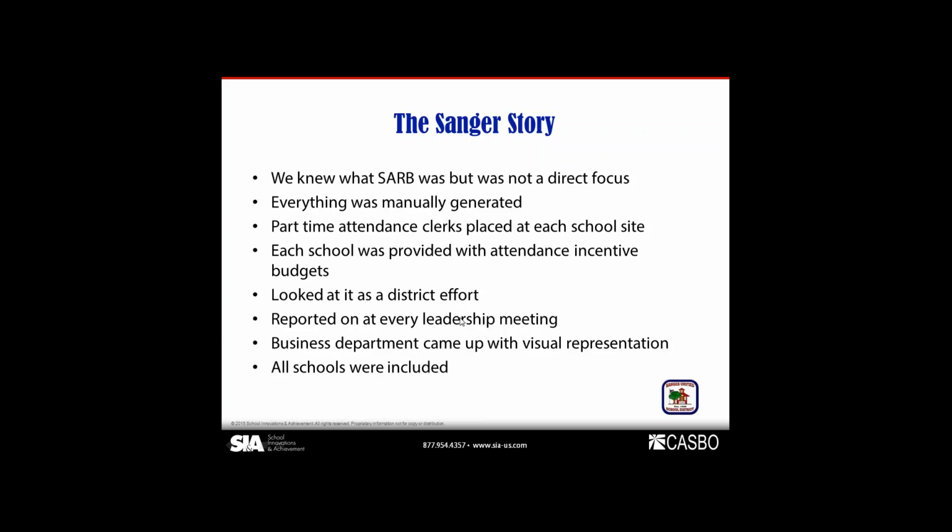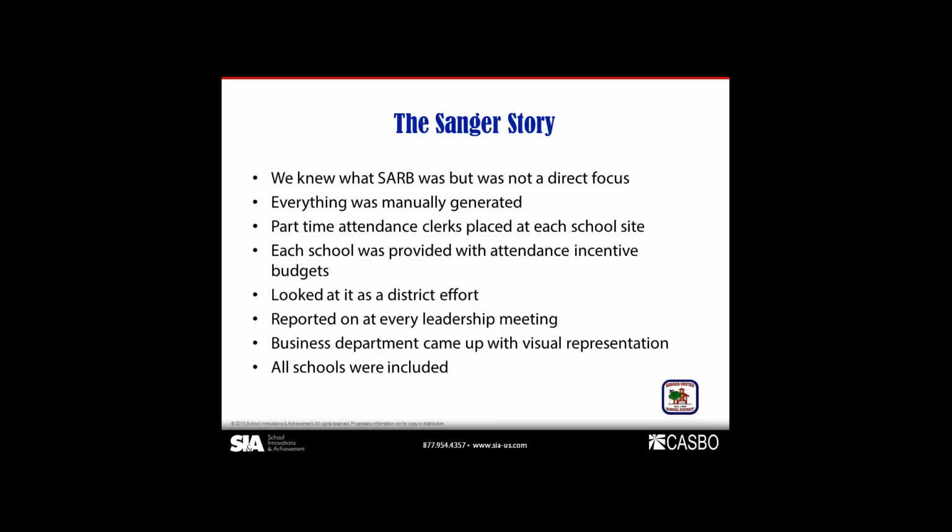And I said this before, we knew what SAR was, but it wasn't a direct focus. Everything was manually generated. We did have part-time attendance clerks at each school site, so we had allocated funds for that. That has continued with us. Each school was provided with an incentive budget, and so we started to also get into the positive reinforcements.